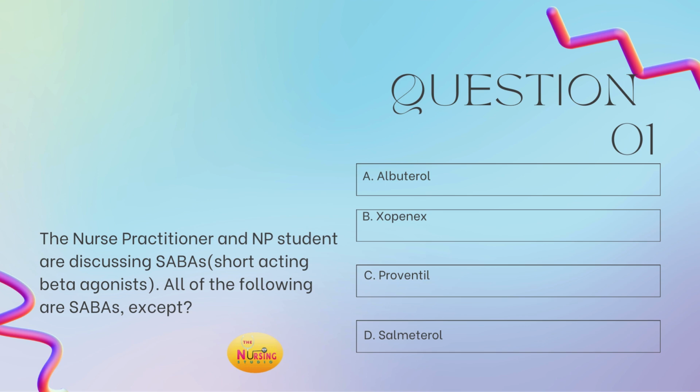All right, you guys. The stem of the question states all of the following are SABAs except. So this stem tells you everything you need to know, right? We're looking for the one that is not a SABA. A, albuterol, is a SABA. B, Xopenex, is a SABA, a short acting beta agonist, right? C, Proventil, is also a short acting beta agonist. D is your answer because that's the only one out of this group that is not a SABA. That is actually a LABA, a long acting beta agonist, okay? Know these two for your COPD and asthma questions. Make sure you know this.